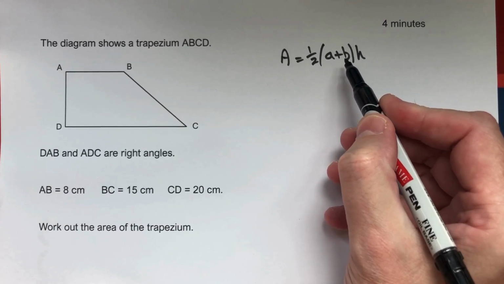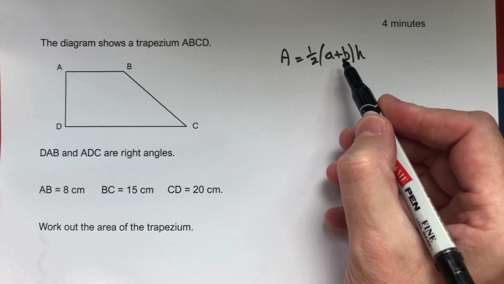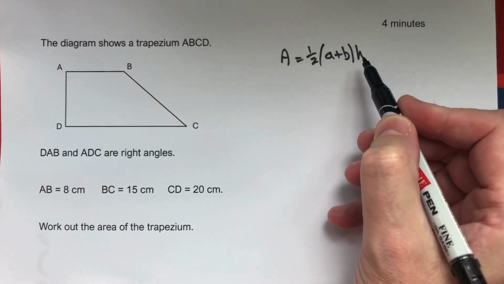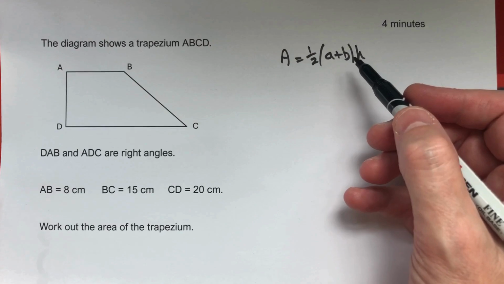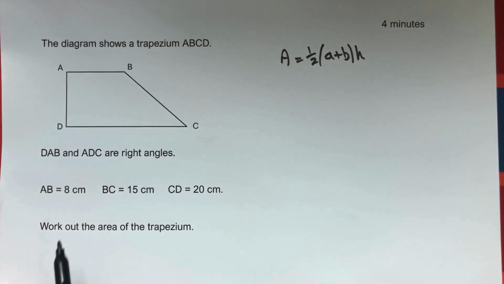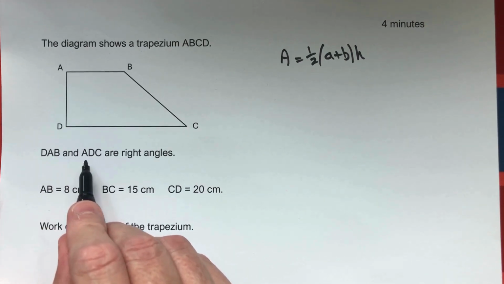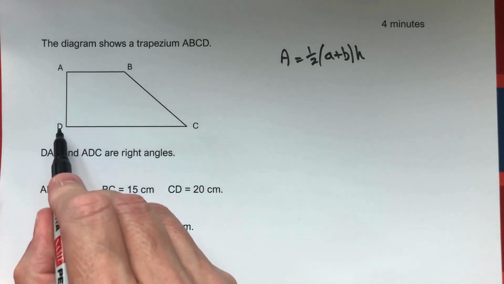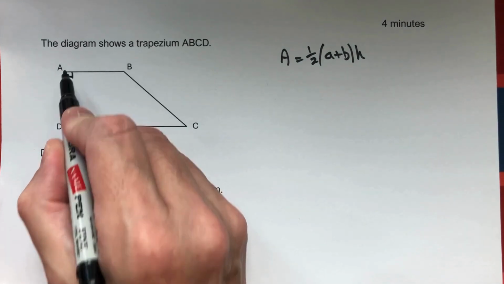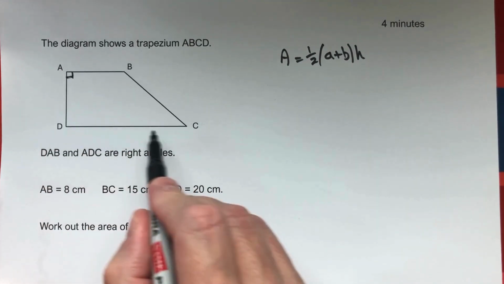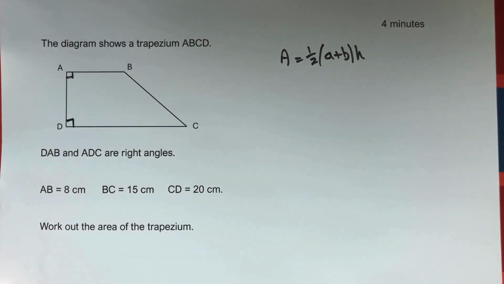A trapezium is defined as a quadrilateral with one pair of parallel sides, and h is the perpendicular distance between them. Let's mark on the lengths that are given and the other information. DAB and ADC are right angles. DAB, so this is a right angle. ADC, here's our other right angle.